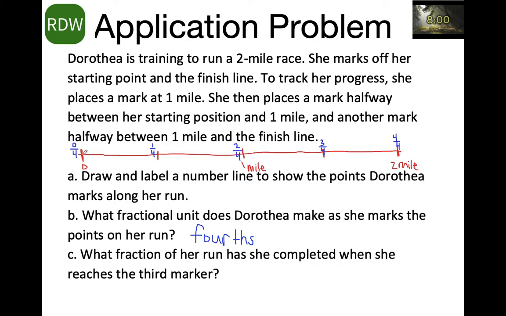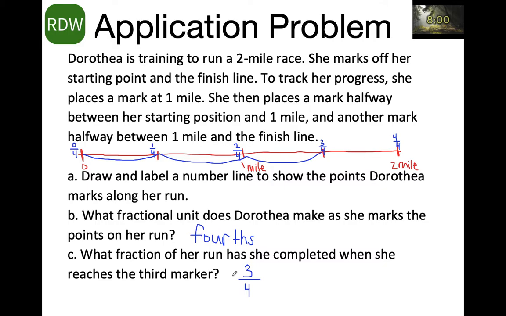So we would think about it like this. We're going to go 1, 2, and 3. So what fraction did she land on when she reached her 3rd marker? It would be 3/4. She was 3/4 of the way done with her race when she was at her 3rd marker.